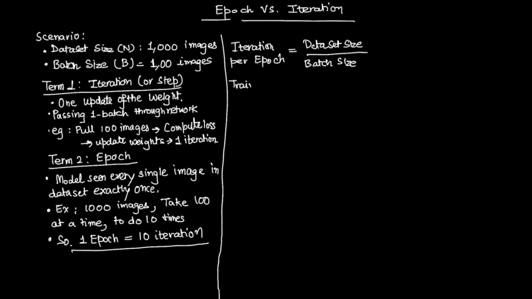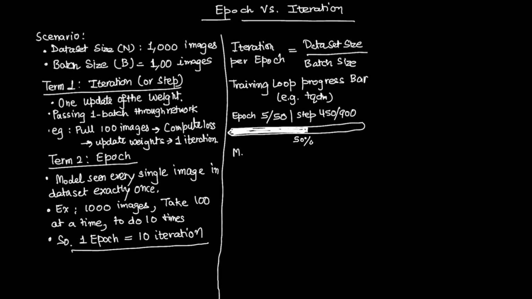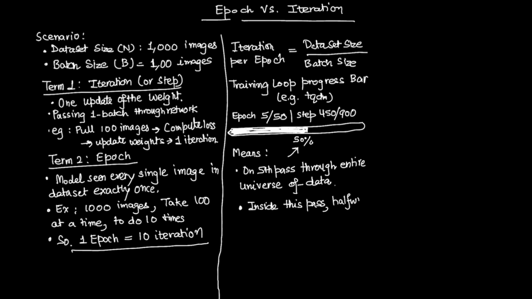So if you're looking at your training loop progress bar like TQDM and it says epoch 5 out of 50, step 450 out of 900, it means we are on the 5th pass through the entire universe of data. Inside this pass, we are halfway through the batches.